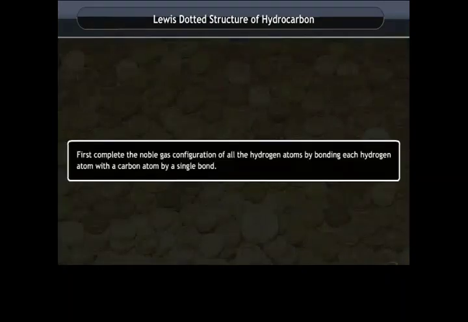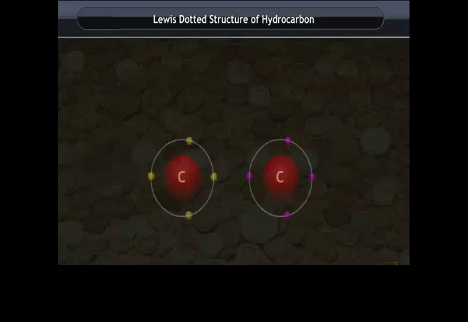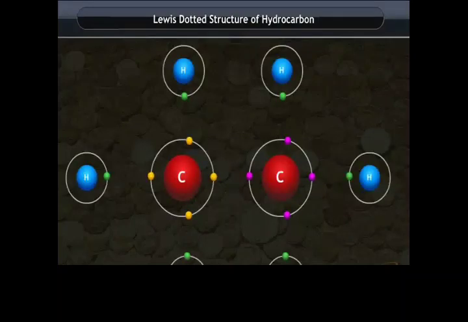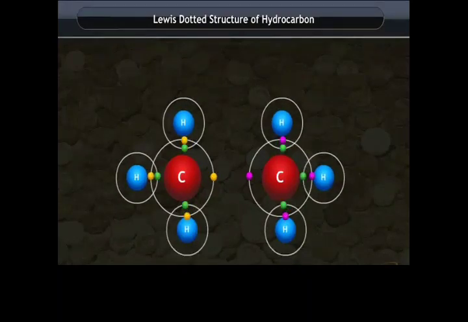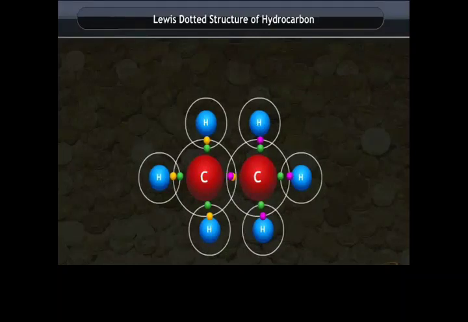First, complete the noble gas configuration of all the hydrogen atoms by bonding each hydrogen atom with a carbon atom by a single bond. In ethane, 3 hydrogen atoms are shared with each carbon atom. The remaining valency is satisfied by sharing between the carbon atoms to form a single bond. This structure gives the Lewis dotted structure. Keep in mind that the shared electrons are counted in the valence shell of both the atoms sharing it.